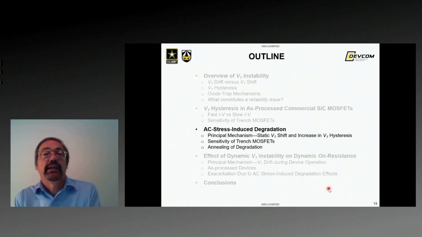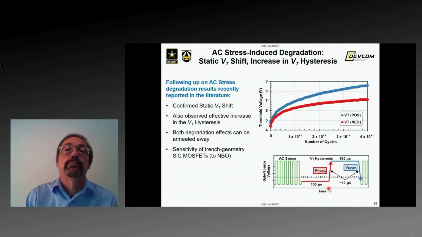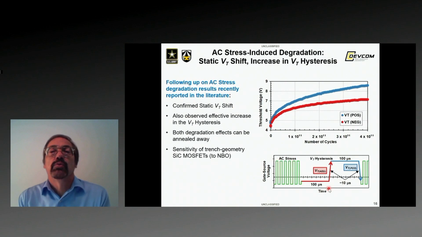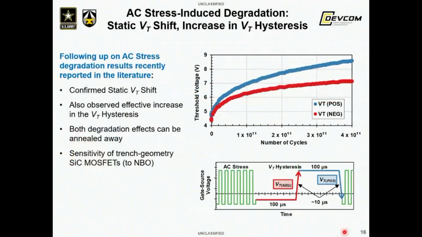Next, I'm going to discuss AC stress-induced degradation. So following up on reports in literature that came out in 2020 about this AC stress degradation effect, we looked at it ourselves and we confirmed that we also see a large static VT shift that occurs. We also observed that there was an effective increase in the VT hysteresis that accompanied that. And we also found, as we'll show in a moment, that both degradation effects can be annealed away.